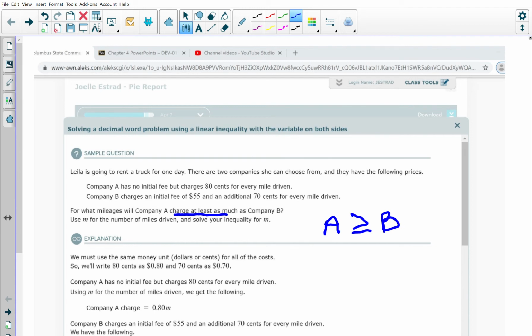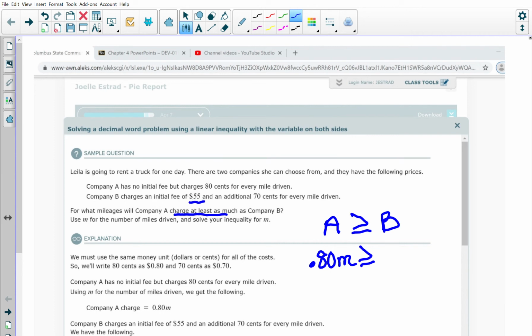Okay, so company A charges 80 cents for every mile you drive their truck. So 0.8, 80 cents times the number of miles. So if you drive 1 mile, it's 80 cents. 2 miles, 80 times 2 is $1.60. So you pay 80 cents times the number of miles you drive. And we want to know when is that going to be greater than or equal to B.